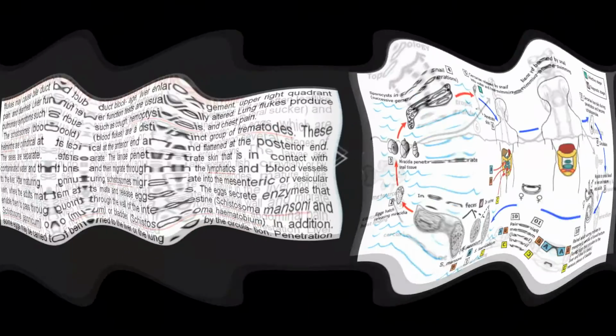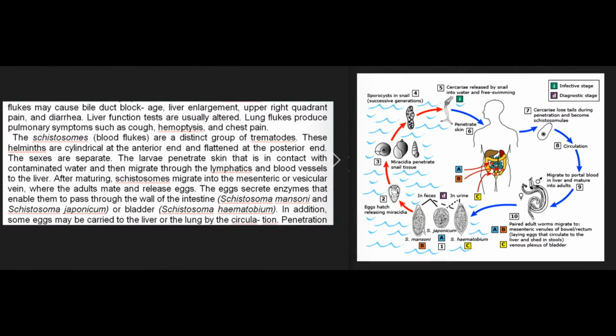Liver flukes may cause bile duct blockage, liver enlargement, upper right quadrant pain, and diarrhea. Liver function tests are usually altered. Lung flukes produce pulmonary symptoms such as cough, hemoptysis, and chest pain. The schistosomes, blood flukes, are a distinct group of trematodes. These helminths are cylindrical at the anterior end and flattened at the posterior end.